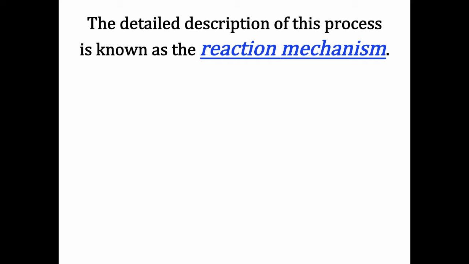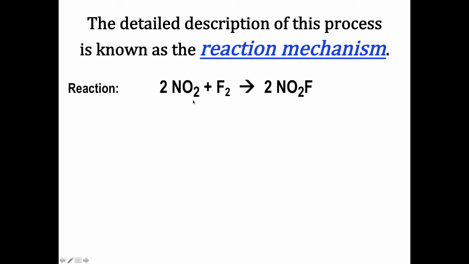The reaction mechanism is a detailed description of the various steps that take place for a reaction to occur. Some mechanisms are pretty simple, some can be pretty complicated, and we're going to look at least at the basics of reaction mechanisms. Now here's an example. Nitrogen dioxide can react with fluorine gas to make NO2F.